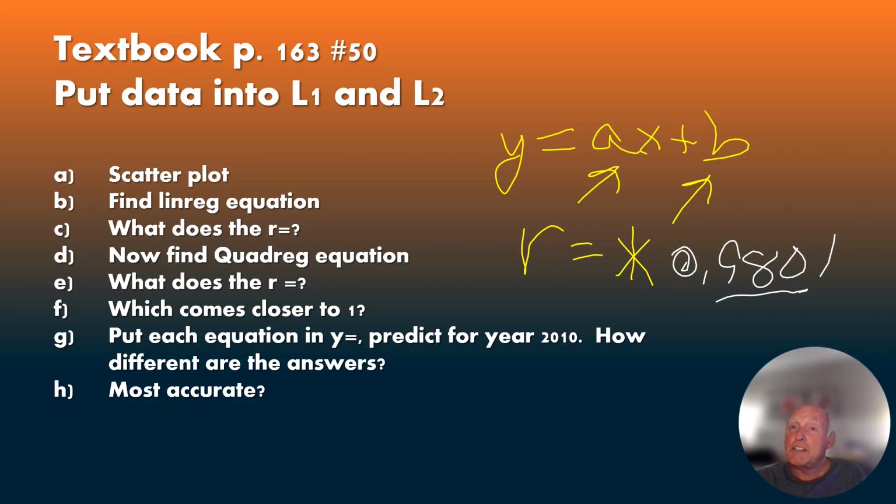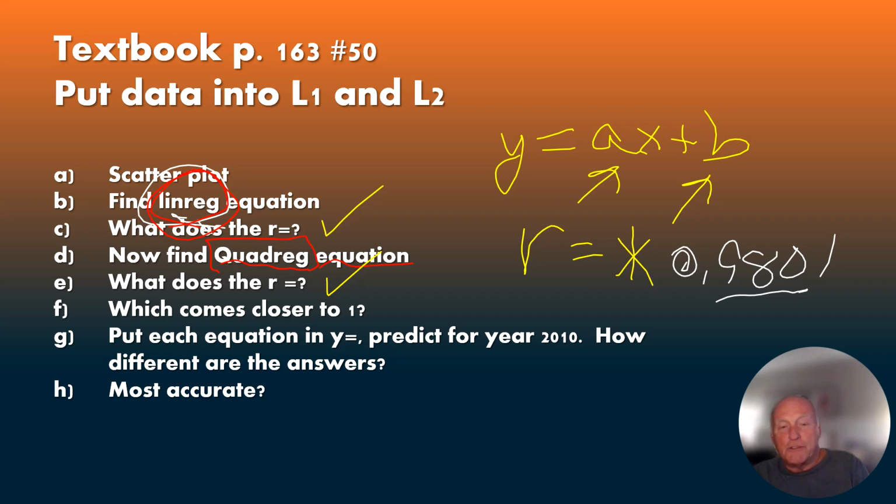Because what you're now going to do is go back in, and this is where you need to pause me if I'm going too fast. You're going to go back in and do a stat calc. But this time, don't do a lin-reg. Don't do a lin-reg. Do a quad-reg. And find that equation, and see what that r is. And you're going to put those r's right here and here. Which comes closer to 1?